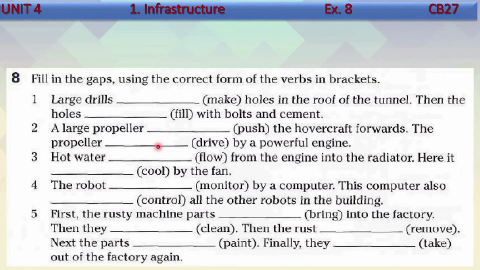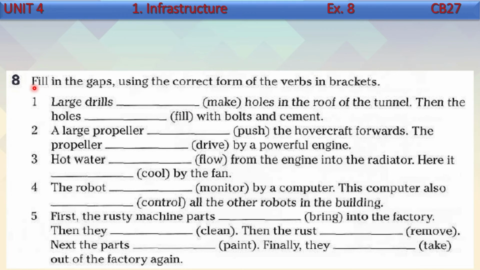Still on page 27 of the course book, exercise 8. Fill in the gaps using the correct form of the verbs in brackets. You have sentences in the active voice and sentences in the passive voice. You need to fill in the gaps using the correct form of the verbs in brackets. First, you have to decide if the sentence is active or passive.